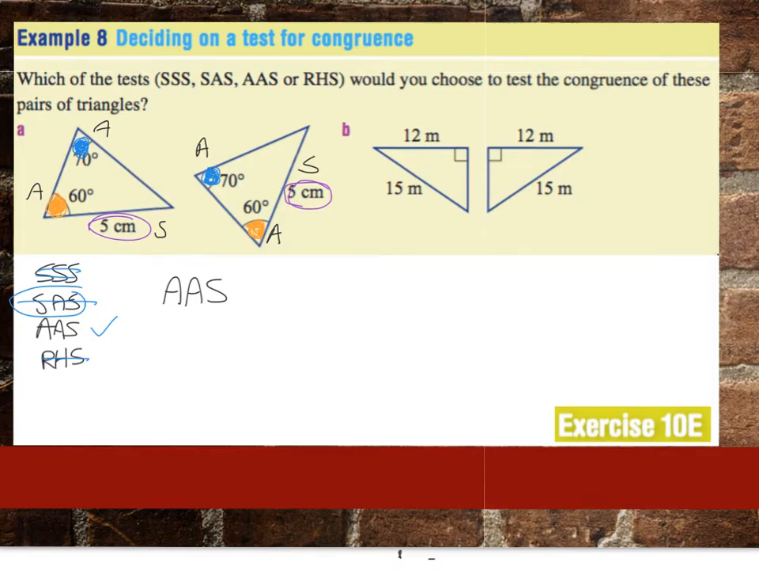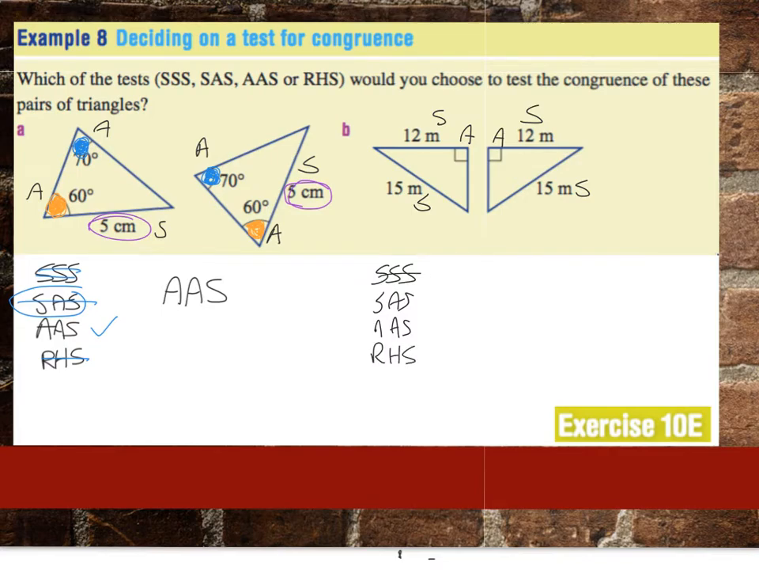Because they give me two sides. Let's write that. They give me a side. They give me a side. They give me a side, and they give me an angle. Let's call it an angle today. And they give me an angle. So it can be SSS, SAS, AAS and RHS.